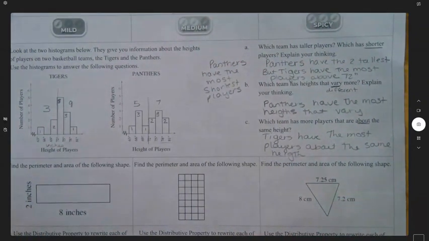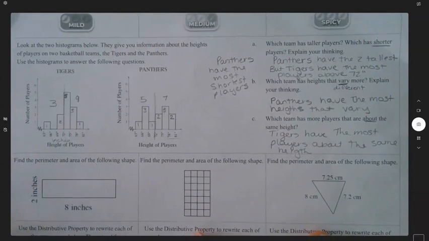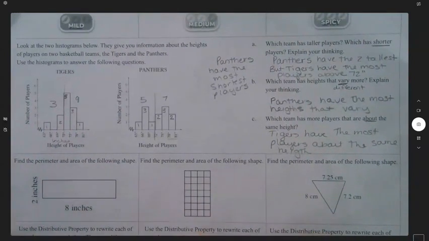So that is how to read graphs. If you have questions, please let me know.